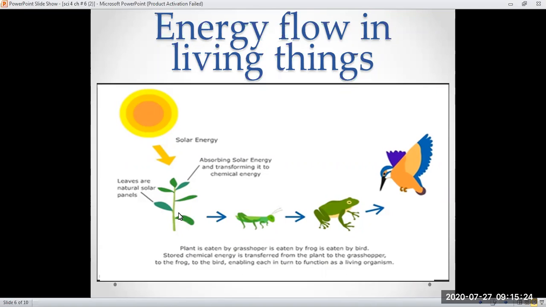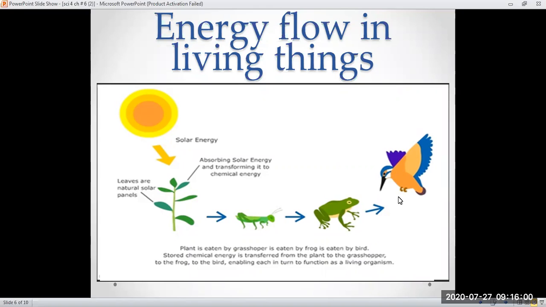You can see this arrow indicates that the plant is eaten by the grasshopper. This grasshopper is further eaten by a frog. This arrow sign indicates eaten by. Here the energy of the sun is transferred to the plant, and when this plant is eaten by the grasshopper, the solar energy is also transferred to the grasshopper. And when the grasshopper is eaten by the frog, the solar energy definitely transfers to the frog as well.